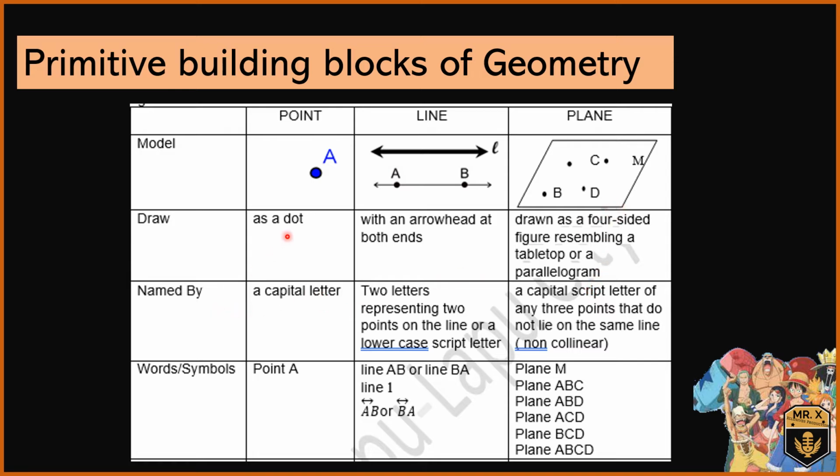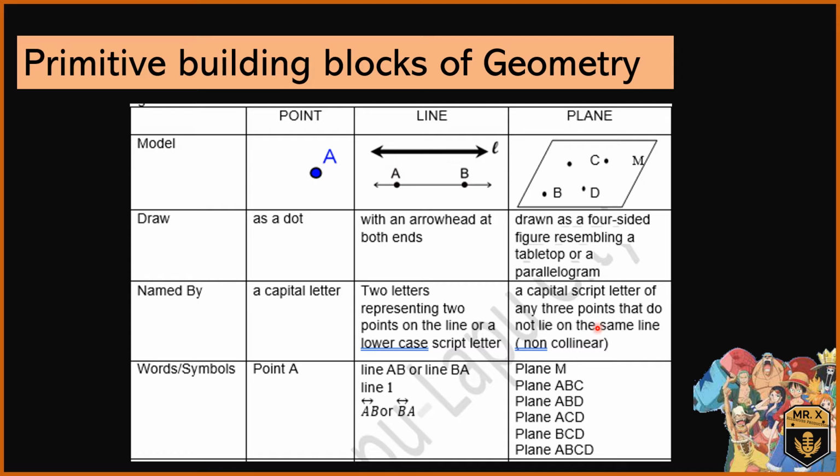Okay, in naming the point, we use one capital letter. Like in the figure above, point A. Then for the line, we use two letters representing two points on the line, or a lowercase script letter. Let's look at the symbol. We can name the line above as line AB or line BA, it can be reversed, or line L. Or in symbol, look, AB with the line symbol above it.